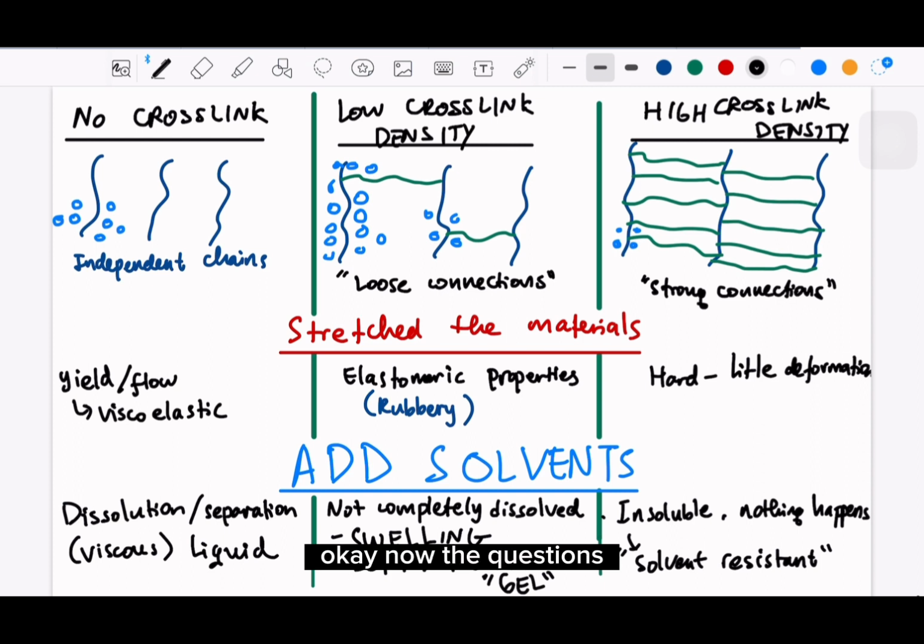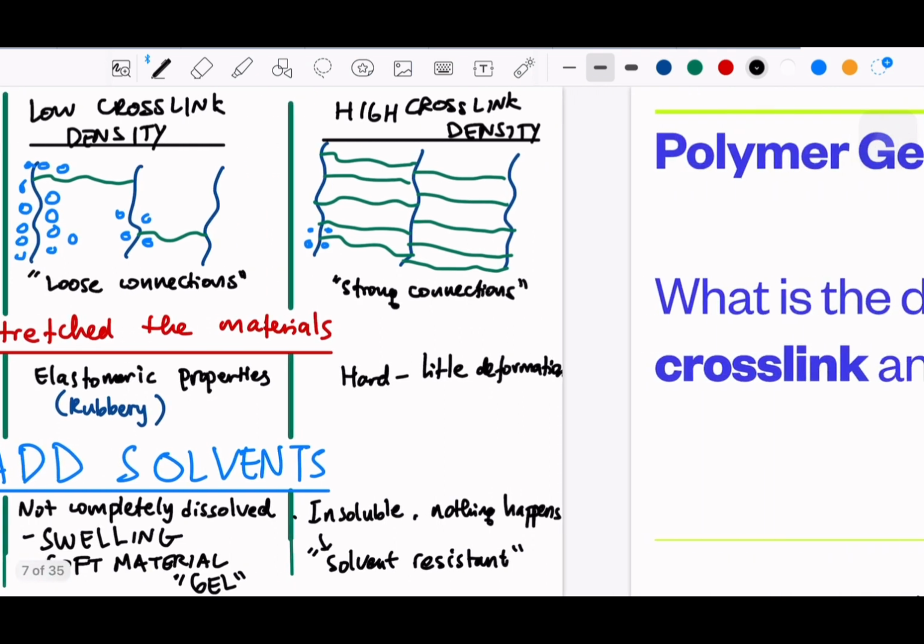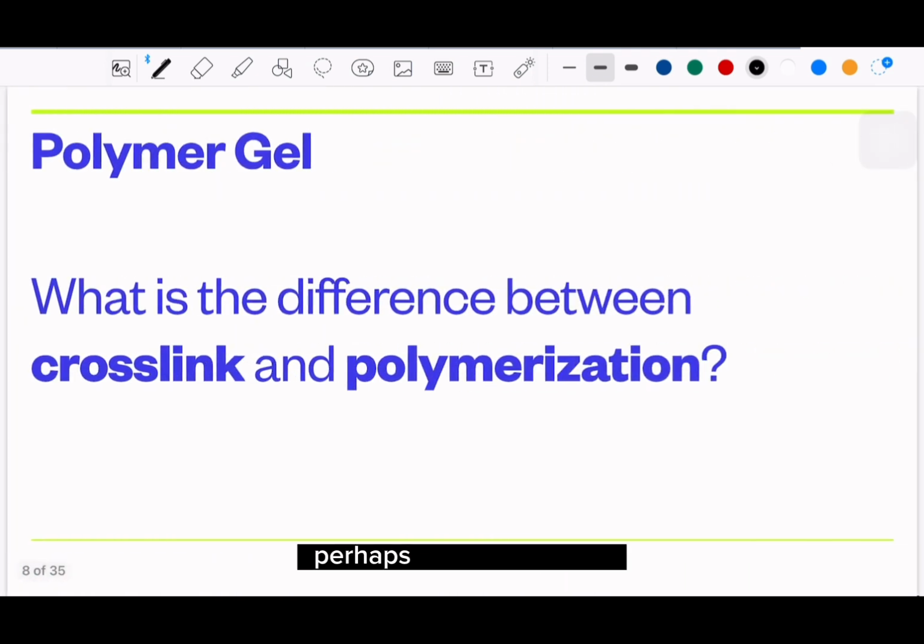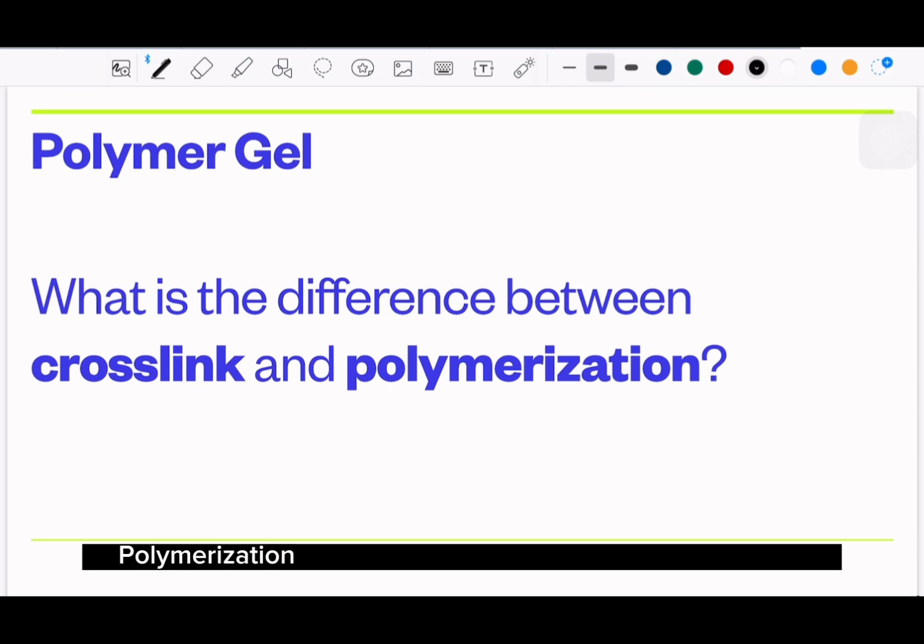Okay, now the next question is how to cross-link. How to cross-link? Well, before that, perhaps the differences first. What's the difference between cross-link and polymerization? What do you think? Cross-link is kind of some reaction. Polymerization is also a reaction. But what's the difference?